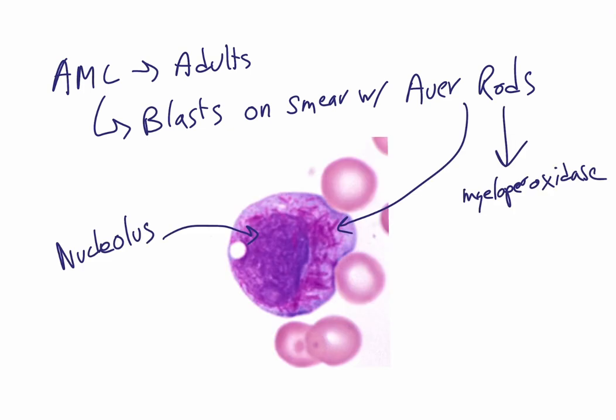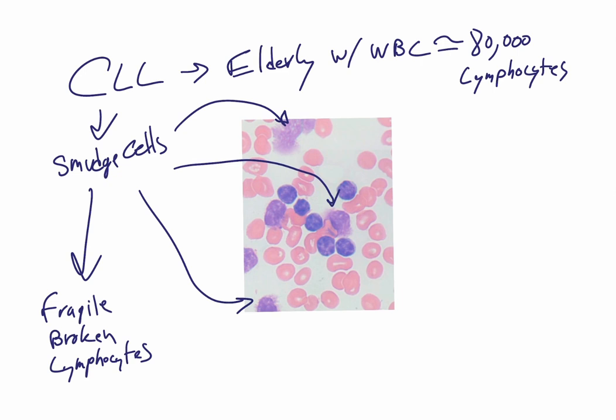This is classic AML. For CLL, it usually affects the elderly, with white blood cell counts around 80,000 composed mainly of lymphocytes. You might see smudge cells, which are just fragile, broken lymphocytes on the slide preparation.